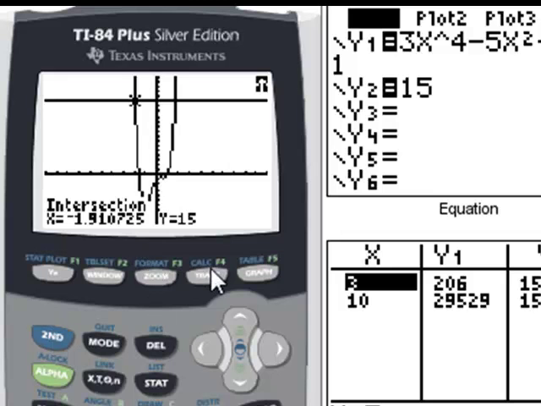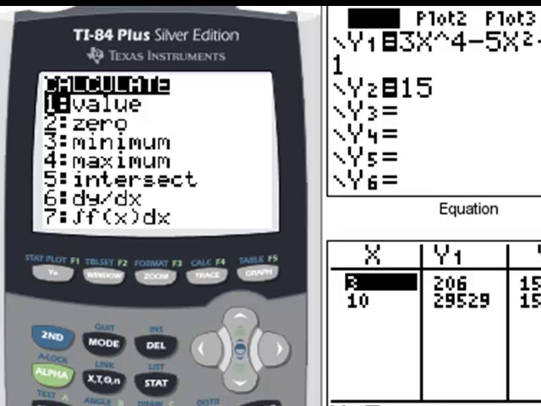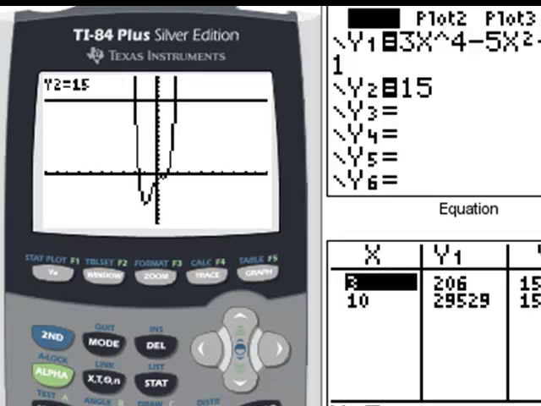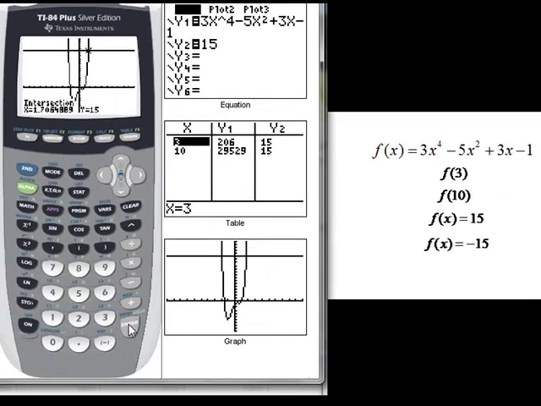Now we'll calculate the other one. Second calculate, intersect again is 5, and we'll go over to the other side and get close to that intersection point, and that's plenty close enough. Enter, enter, enter, and the other answer is 1.7064889. So that's how we can find an input given an output. We graph the output and the input together to find where they intersect.